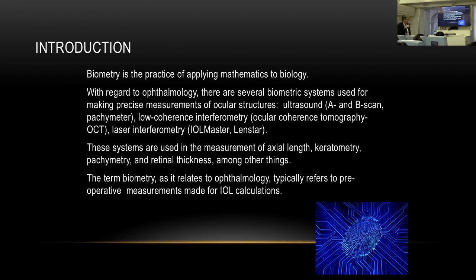With regard to ophthalmology, there are several systems that we use for making measurements of ophthalmic structures. Those include A-scan ultrasound and B-scan ultrasound and pachymetry. OCT machines, which use low coherence interferometry, is a form of biometry. And then the laser interferometry, which you'll find in use with the IOL Master and the Lenstar machines. So all of these systems that I've just mentioned use mathematics as they apply to biology to measure things like axial length, keratometry, pachymetry, and retinal thickness, among many other things.